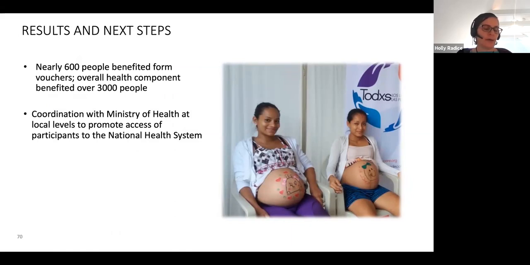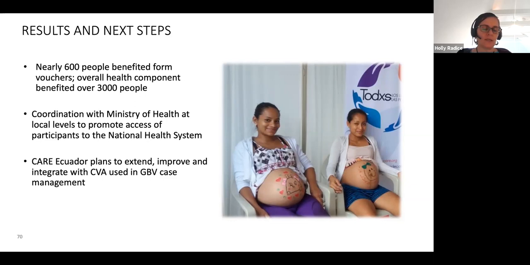Just over 500 have received medical attention and referrals to the National Health System, and over 2,000 people have been assisted through sexual reproductive health or emotional health sessions. So CARE with its partners has achieved good coordination with the Ministry of Health at local levels, which is essential to address these urgent needs, and we're really proud of that.